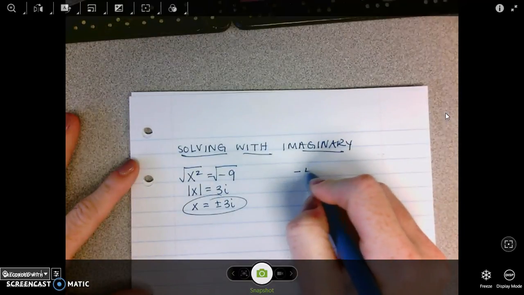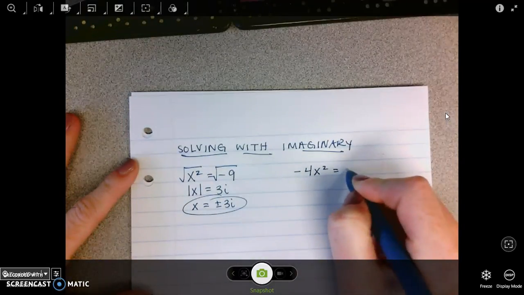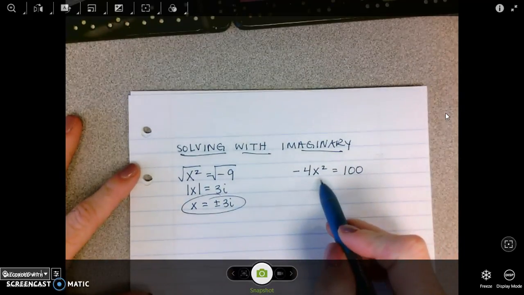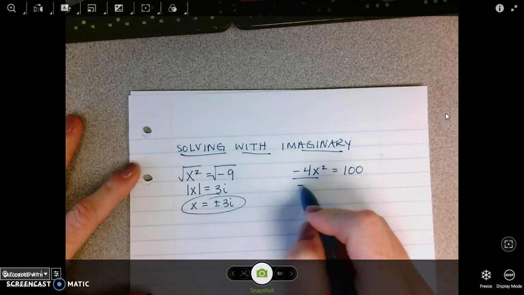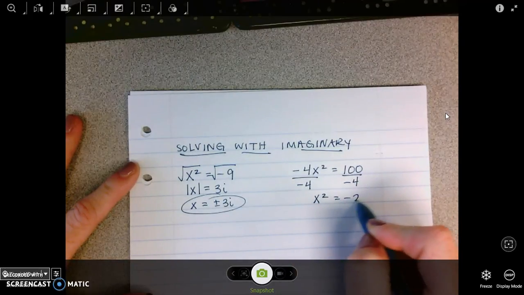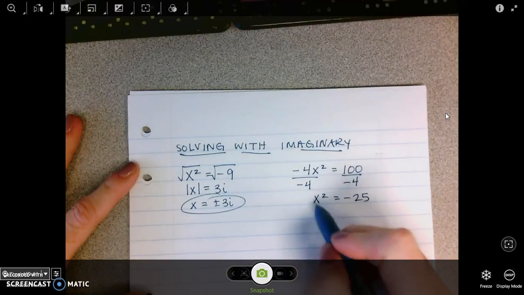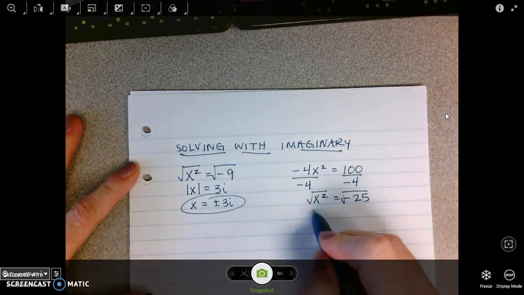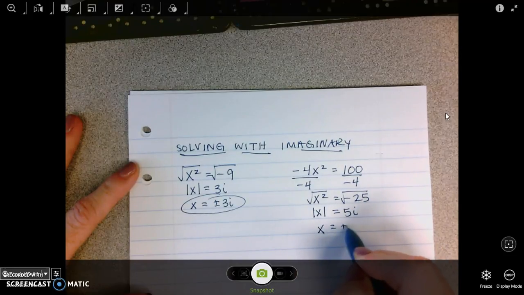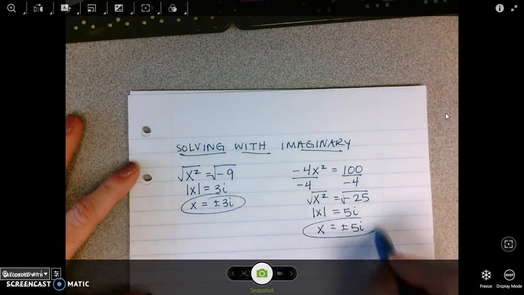Okay, same thing. If you have a coefficient or something in front of or along with this squared term, you do have to make sure that you isolate your squared term first before you square root. So then this problem is very similar to the last one. Take the square root of both sides. The absolute value of x equals 5i. x equals plus or minus 5i.